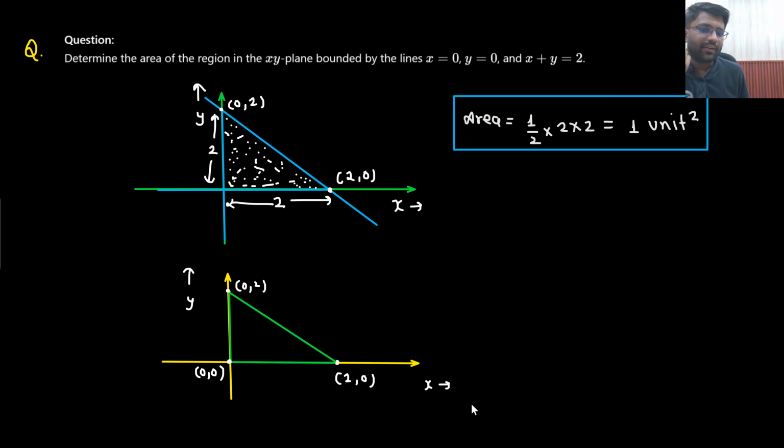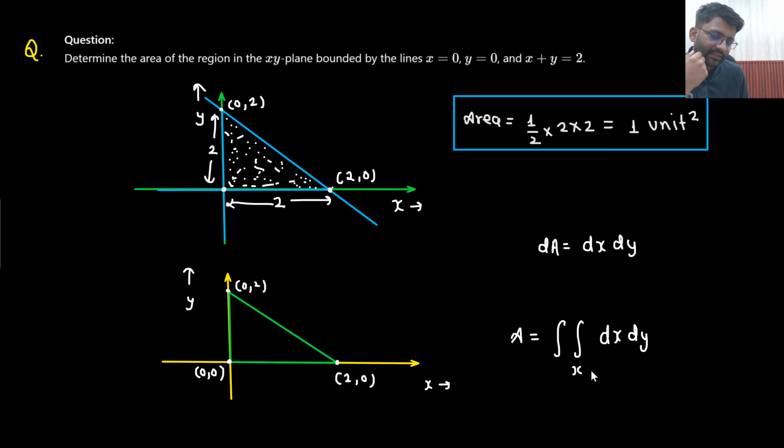Sir, if I need to take a small region in the xy plane, a small surface area, that would be nothing but dx dy. So what will be the surface area? Surface area would be, sir, integration dx dy. From where to where is x going? You would say, sir, x is going from 0 to 2. And from where to where is y going? y is going from 0 to 2.